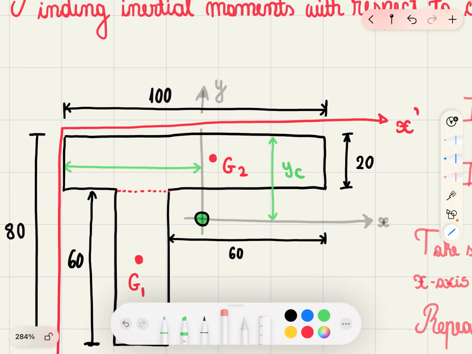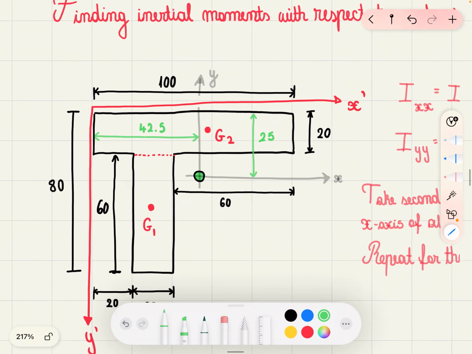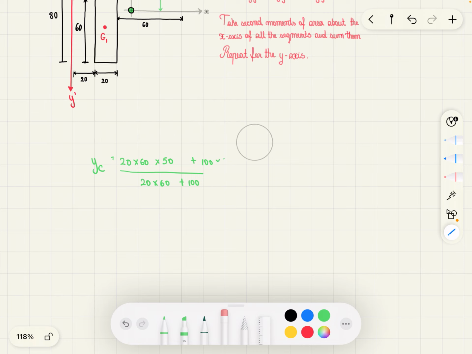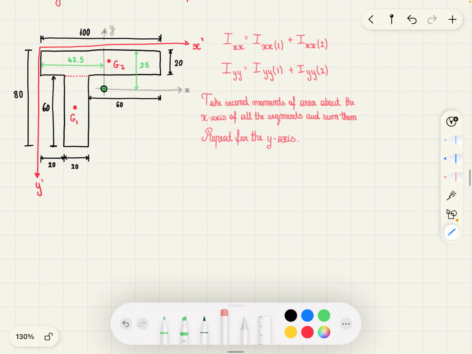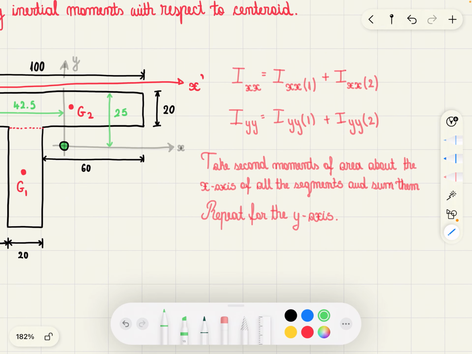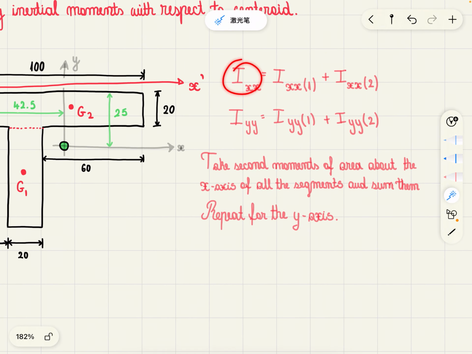So xc is 42.5, and yc is 25. And we can get rid of this, because now we are going to take second moments of area about the x-axis of all these segments and sum them up to find basically Ixx. And then we repeat to find Iyy with the y-axis.